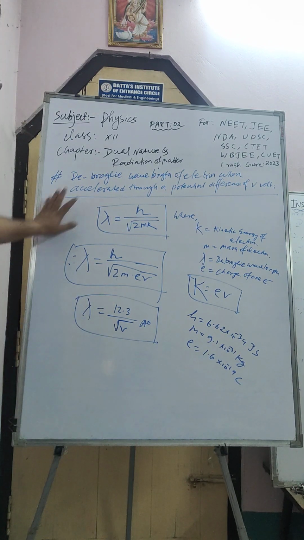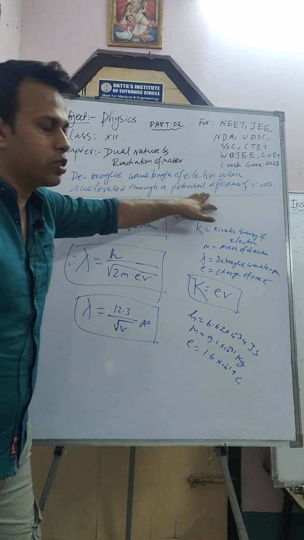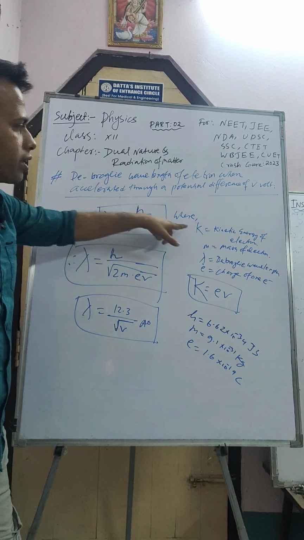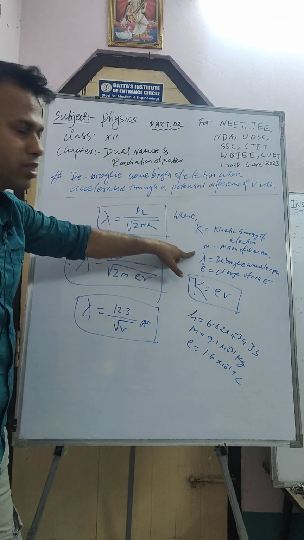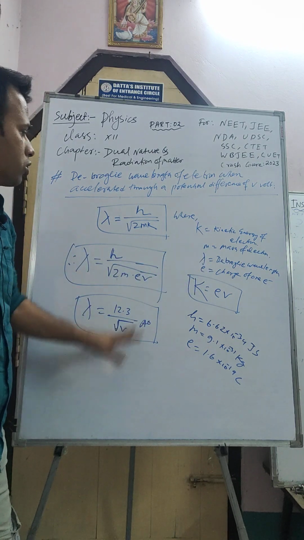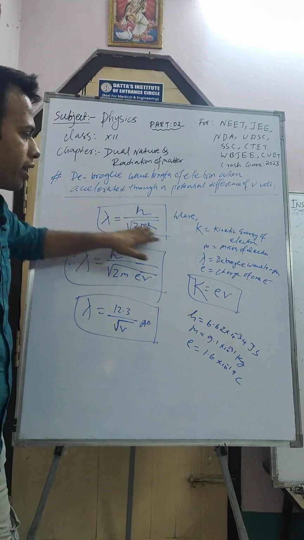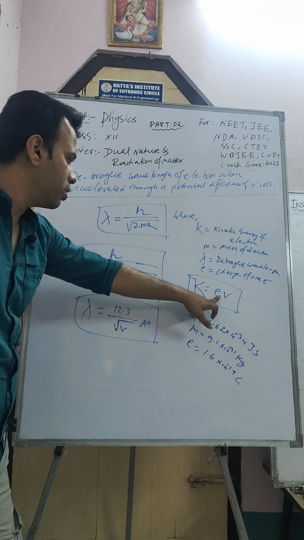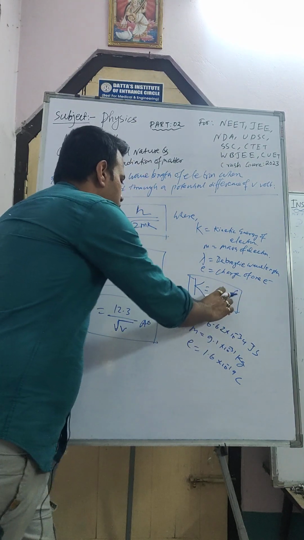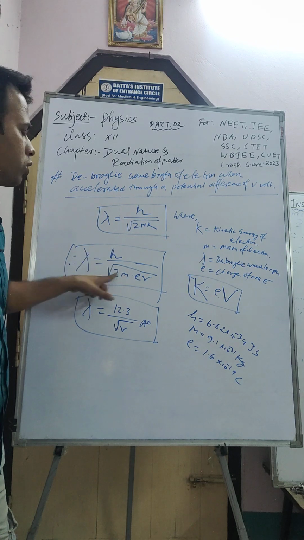So now we will study the de Broglie wavelength of an electron when accelerated through a potential difference of V volt. So what is this? Lambda equal to h by root over 2mK. Here K is the kinetic energy of the electron, m is the mass of the electron, and lambda is the de Broglie wavelength, e is the charge of one electron. We can also write K is eV. So if we put the value of eV here, lambda will become h by root over 2meV.